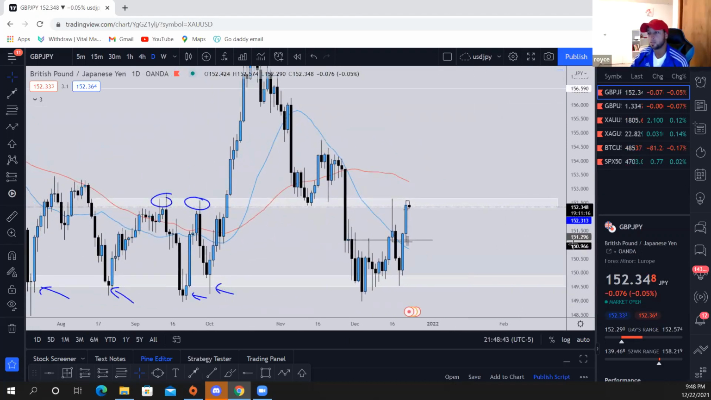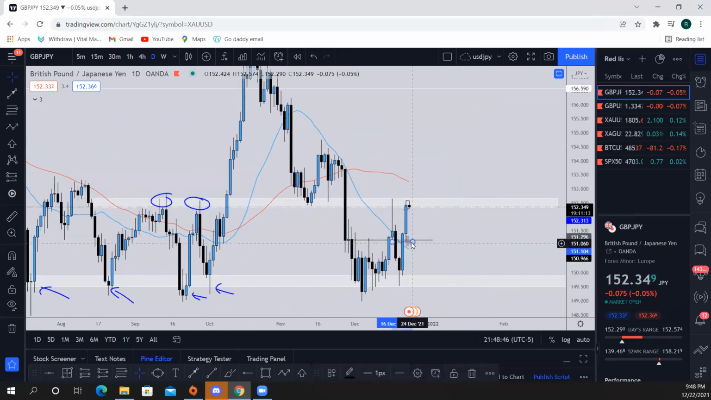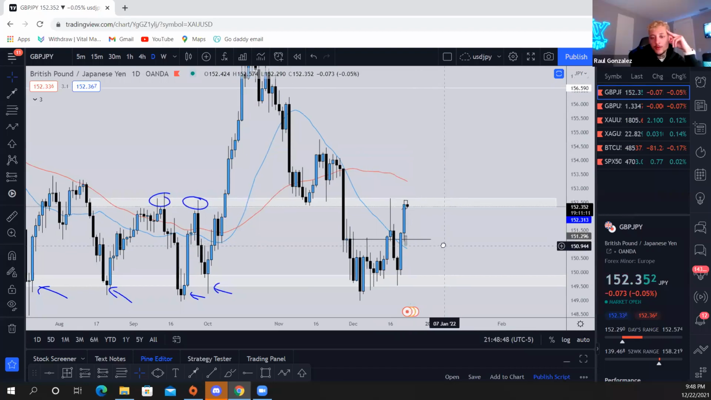Yes, basically a break of structure and also price action. Yeah, I would wait for that.